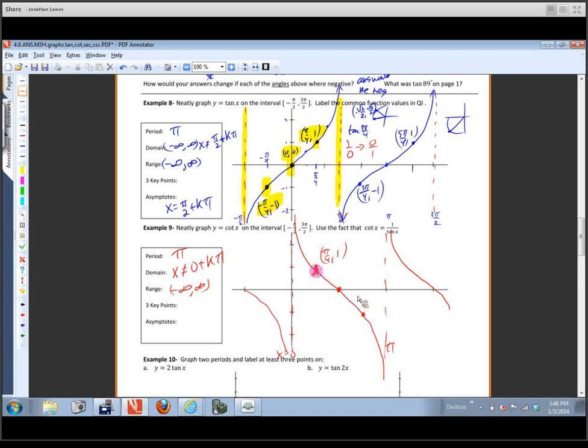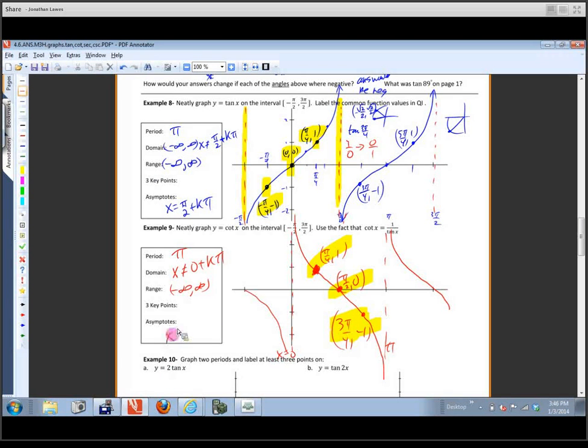And then I need three key points. Well, this one right here was the same on both, okay, so I've got that one. Where would this one right here be? Let's see. This asymptote was at pi halves, so we get pi halves, comma, and again, the reciprocal of undefined is going to be 0. And this point right here would be 3 pi fourths, comma, reciprocal of negative 1 was negative 1. So those are the three key points that we're talking about. These guys right here. Okay?